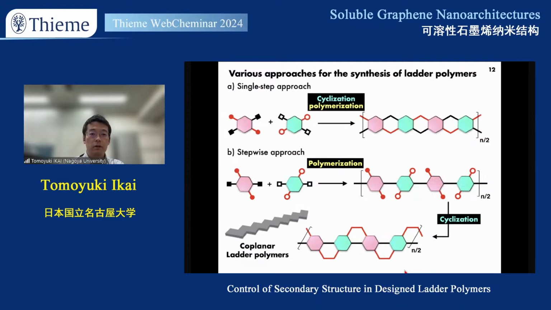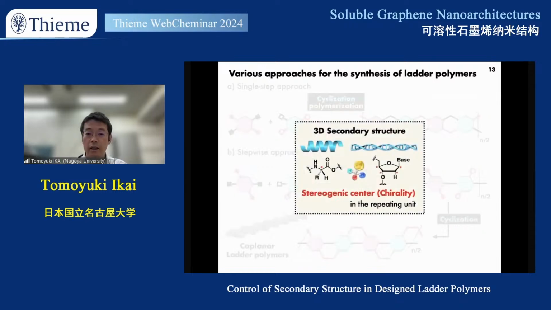Various useful approaches for the synthesis of radialenes have been reported, but most of these approaches simply produce these coplanar achiral polymers. On the other hand, the biological system makes clever use of stereogenic center chirality to form a 3-dimensional secondary structure.